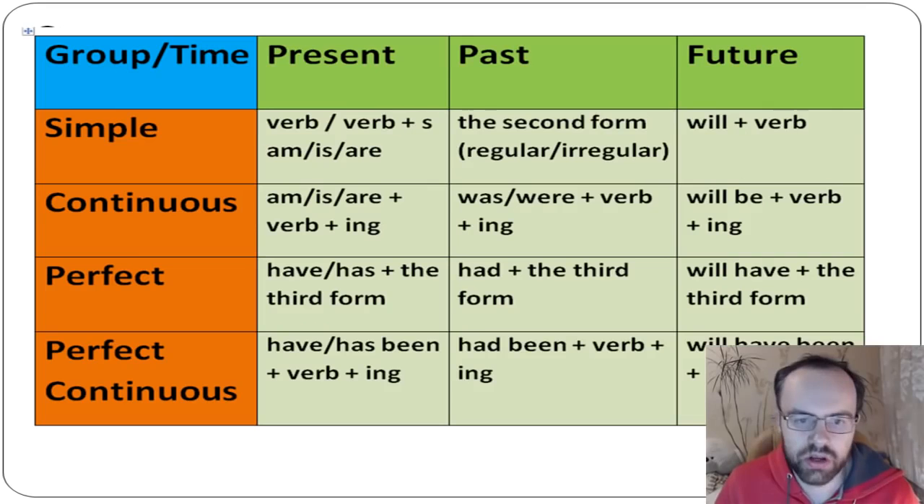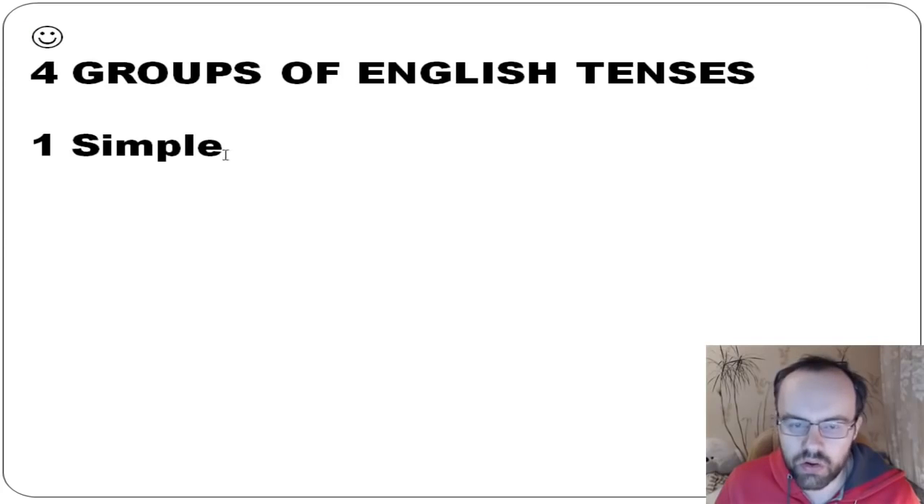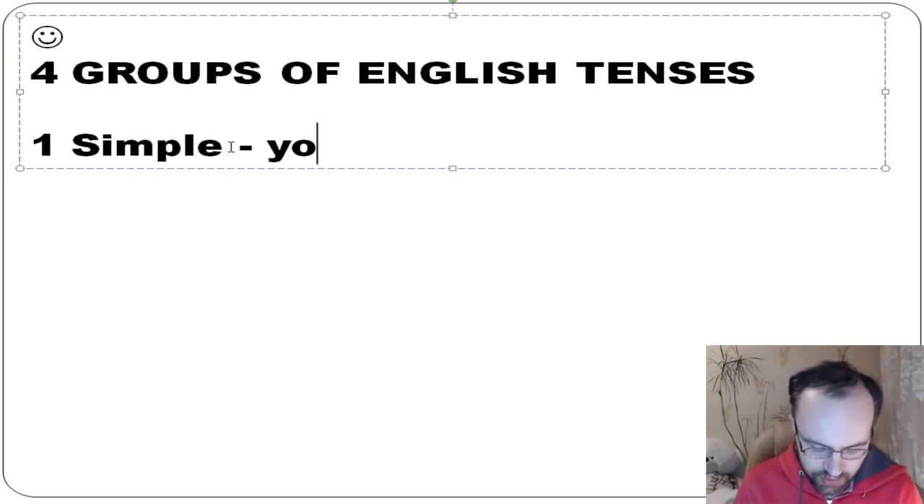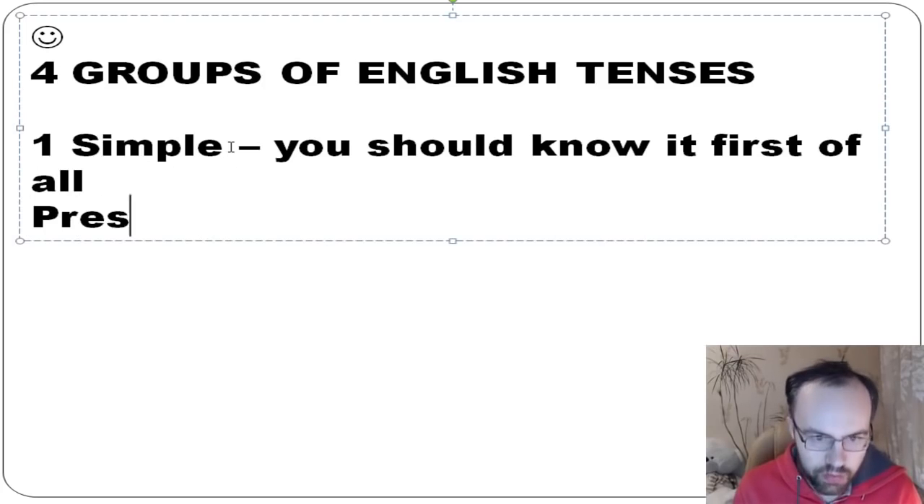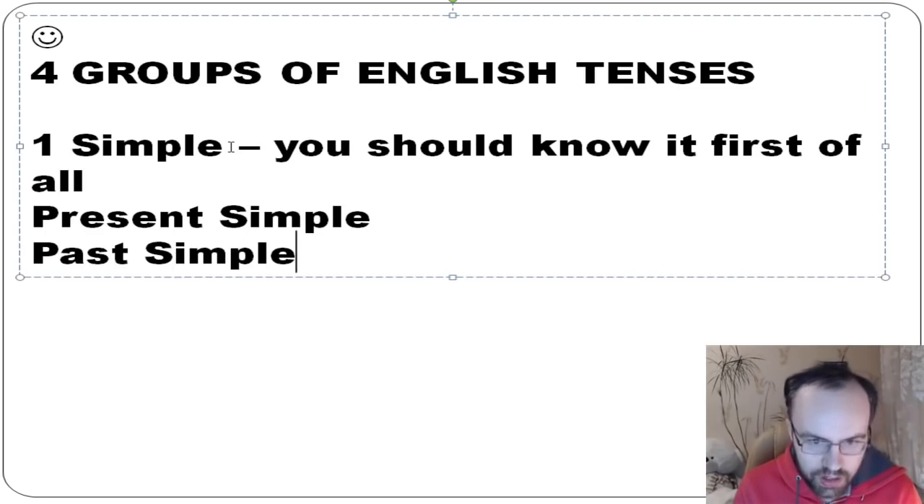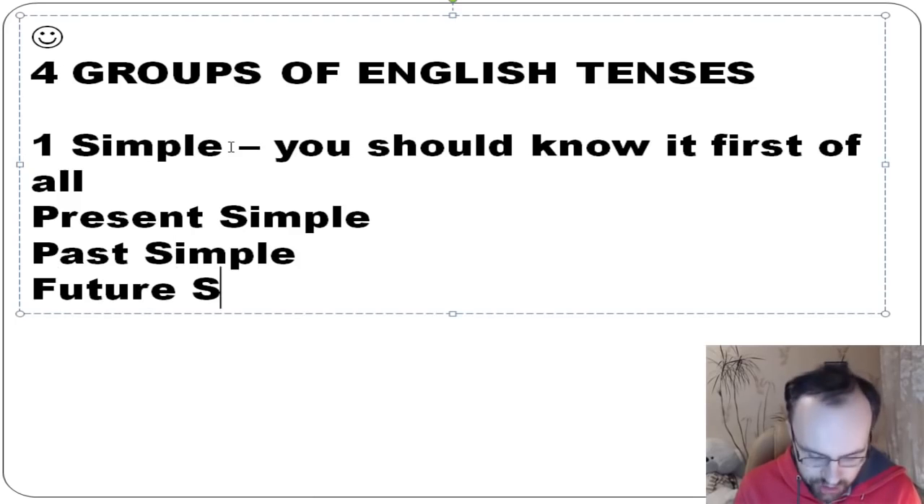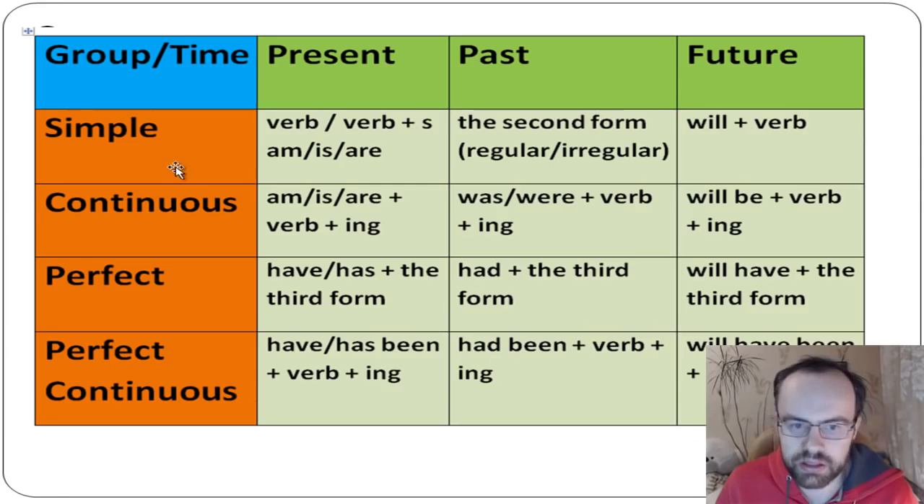So the first group, as you see, we call simple. You see present simple, past simple, and future simple. So you should know this group first of all. So we are talking about present simple, past simple, and future simple.